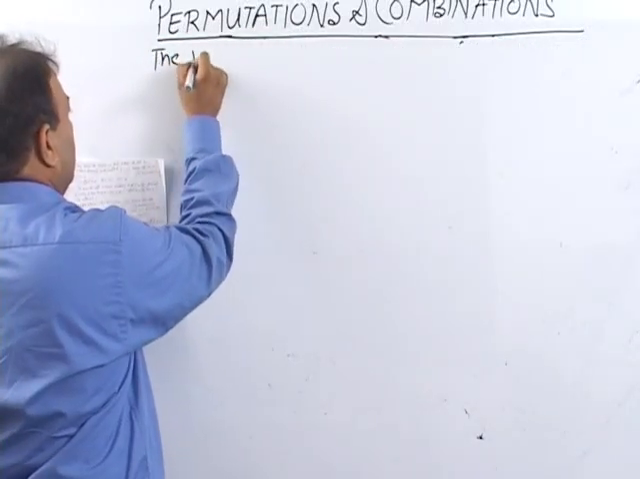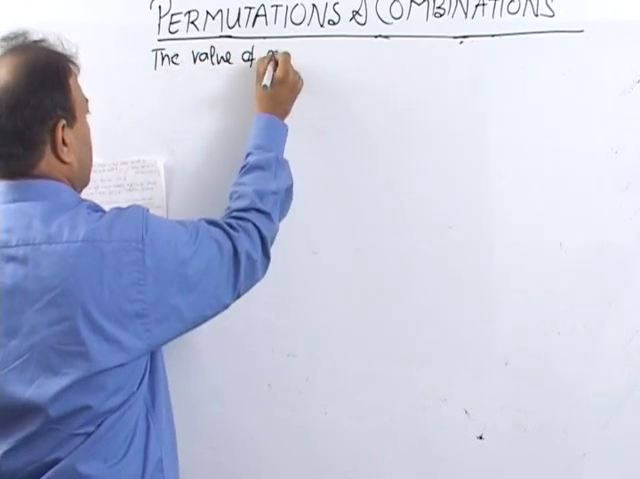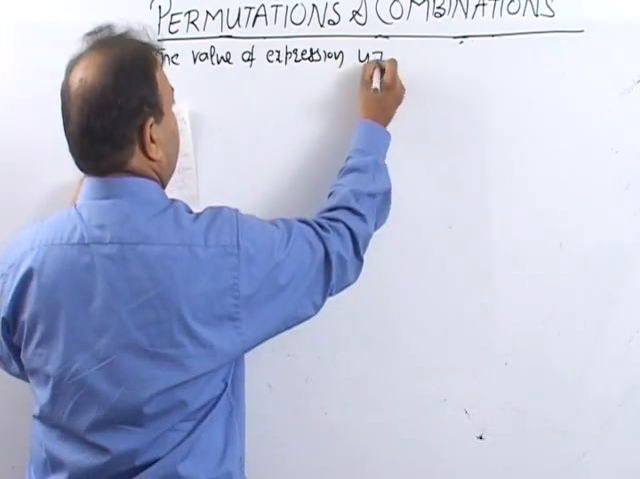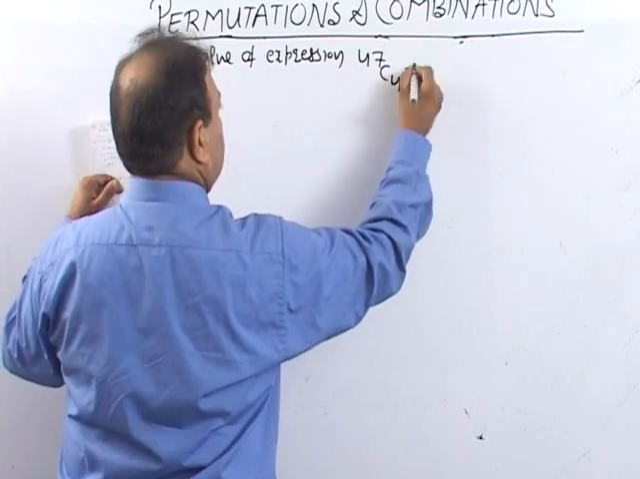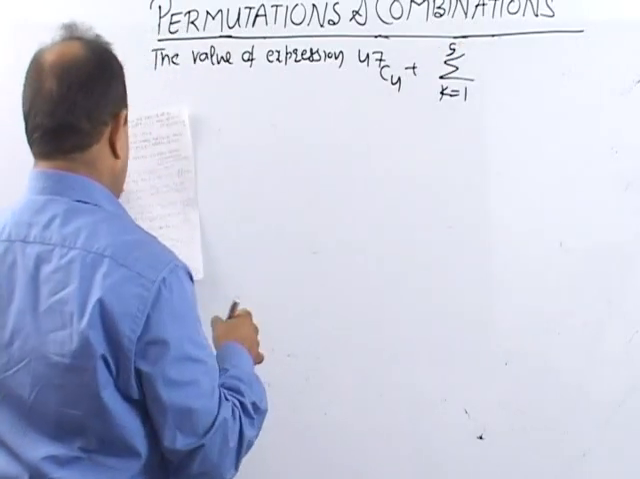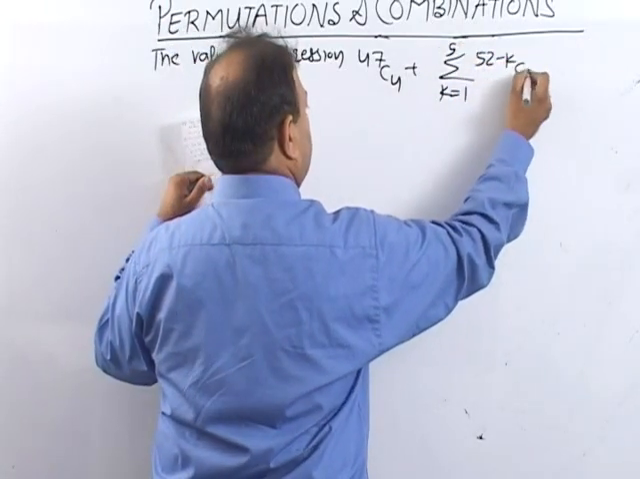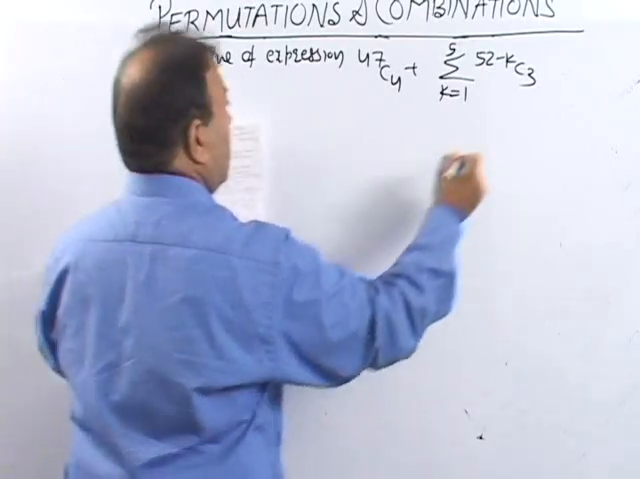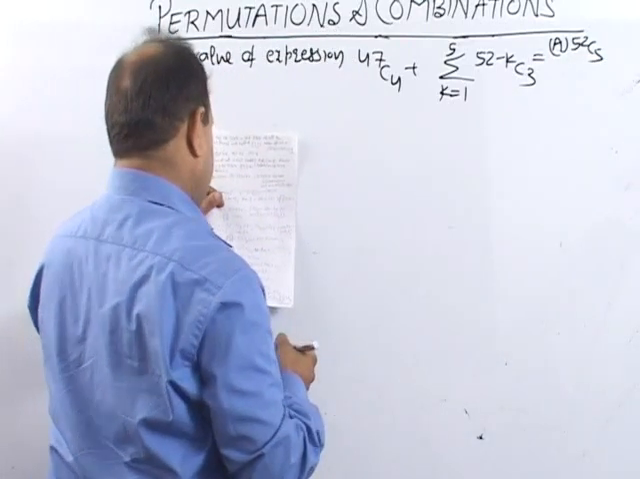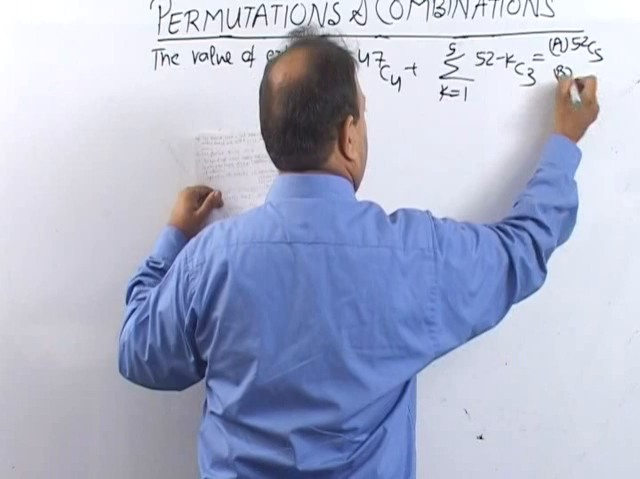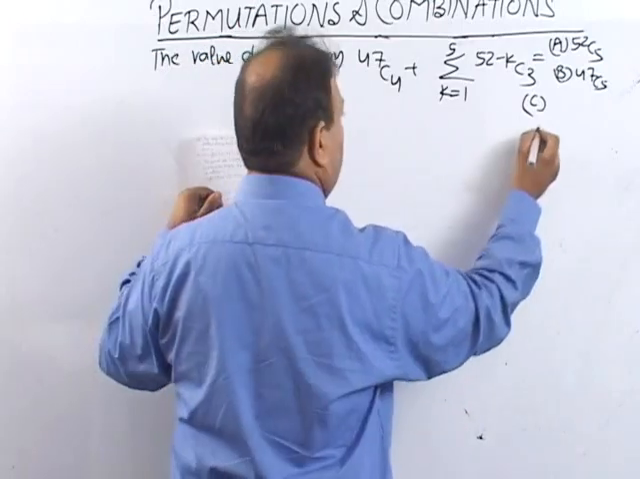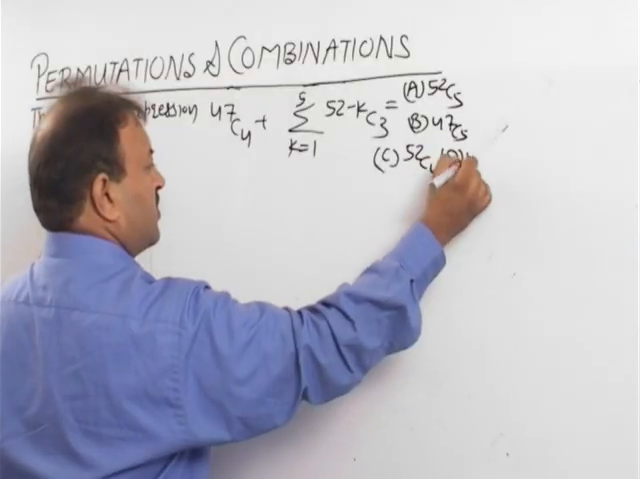Next question is the value of the expression 47C4 plus summation k is equal to 1 to 5 of (52 minus k)C3 is equal to: A 52C5, B 47C5, C option we have been given is 52C4 and D option is none of these.